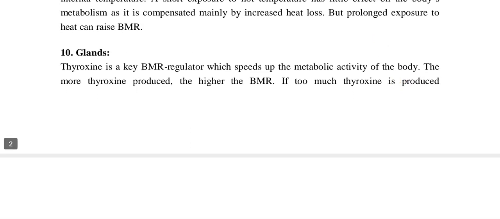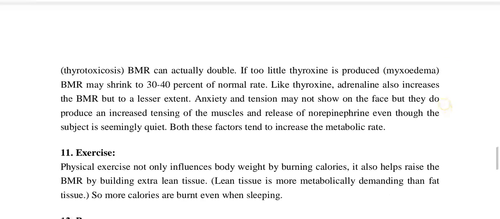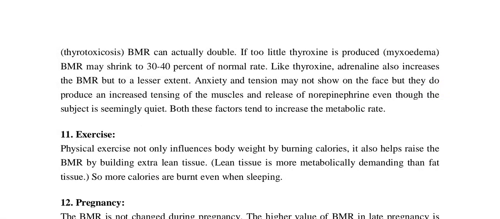Then glands. Thyroxine is a key BMR regulator which speeds up the metabolic activity of the body. The more thyroxine produced, the higher the BMR. If too much thyroxine is produced, thyrotoxicosis, BMR can actually double. If too little thyroxine is produced, myxoedema, BMR may shrink to 30 to 40% of normal rate. Like thyroxine, adrenaline also increases the BMR but to lesser extent.